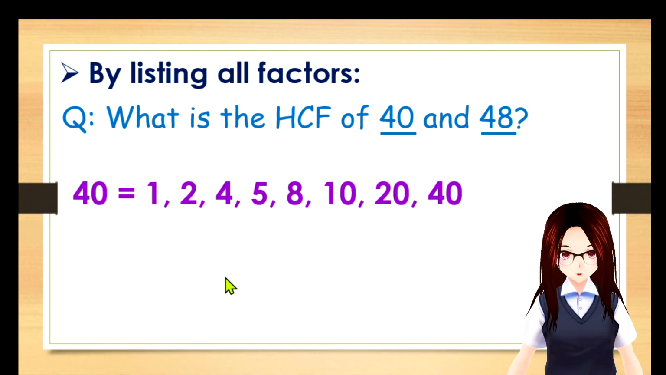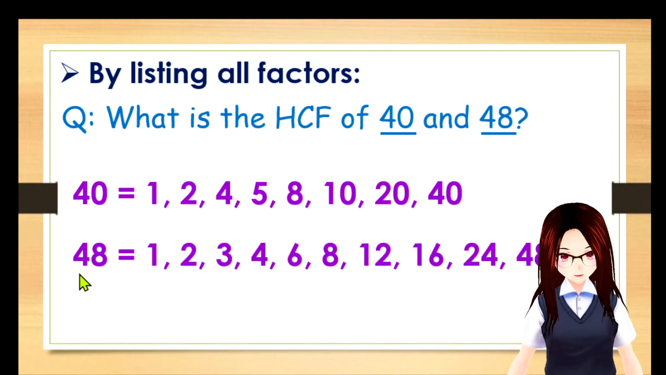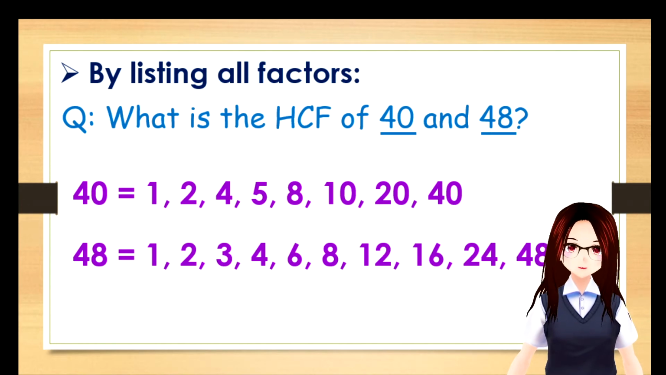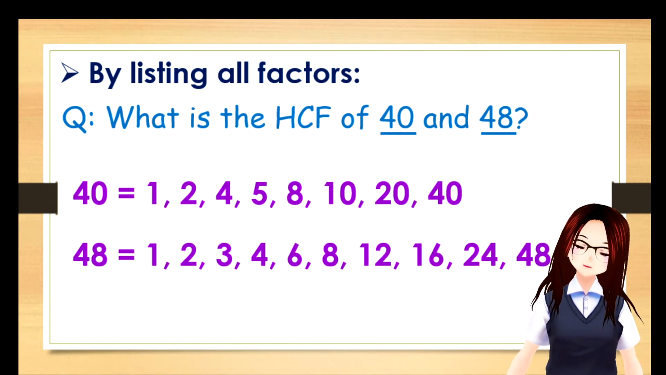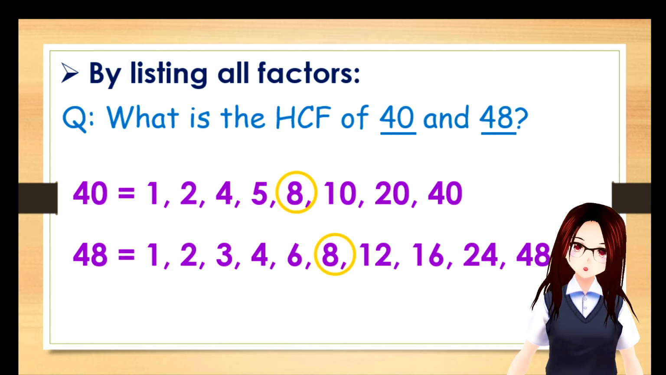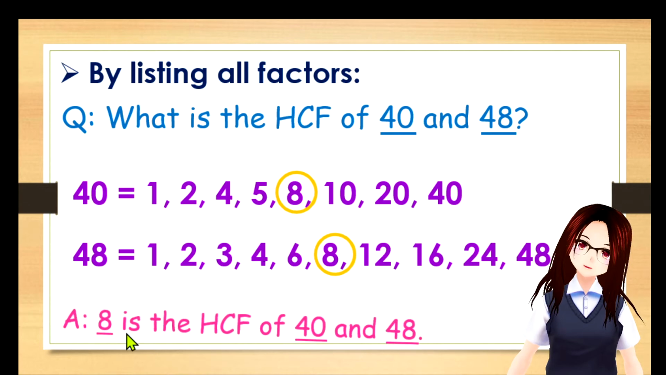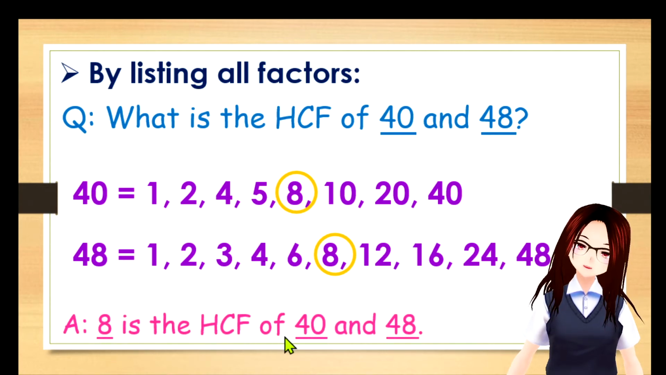Okay, so here are the factors of 40. And here are the factors of 48. Now we are going to look for the highest common factor. So highest means greatest, and common means the same factor. Okay? So 8. Here we have 8 because 8 is the highest common factor. So 8 is the highest common factor of 40 and 48.